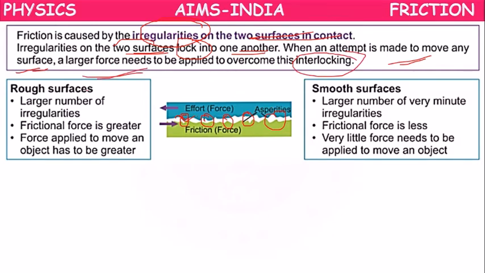Because of rough surfaces, a large number of irregularities may be there, interlockings will be more, so the frictional force will be greater. For smooth surfaces, irregularities will be very small, very minute, so the frictional force will be less, so less force we have to apply.